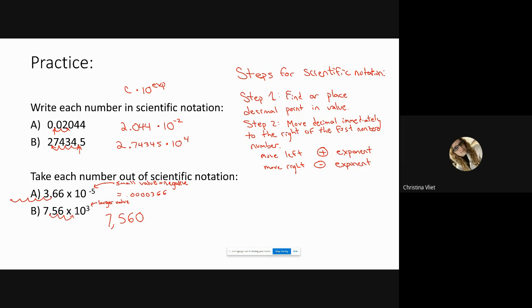Good, we're getting there. So this was 3 significant figures. So my final answer must also be 3 significant figures. If I put a decimal there, I change it to 4. And we're not changing the amount of significant figures when we're changing formats.